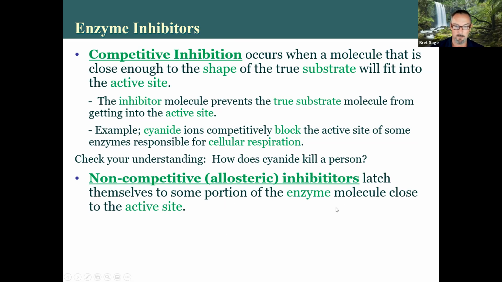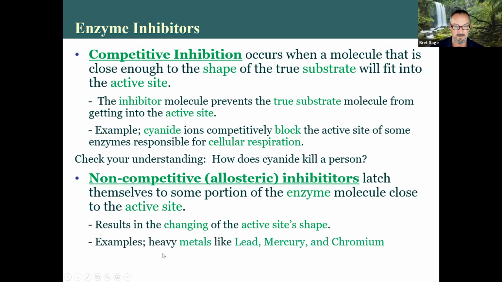They attach themselves to some portion of the enzyme molecule close to the active site, but not in the active site. And what that does is, because they're attached somewhere else, the active site changes shape and can no longer accept the substrate, and therefore it doesn't work. Heavy metals like lead, mercury, and chromium. Now, these can be removed with chemicals called chelating agents, and once you remove them, then the enzyme can continue to function. This is part of the reason why lead poisoning harms you, is because it destroys enzymes.